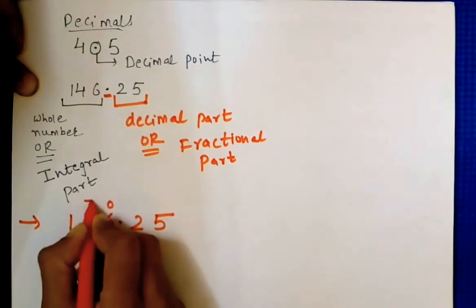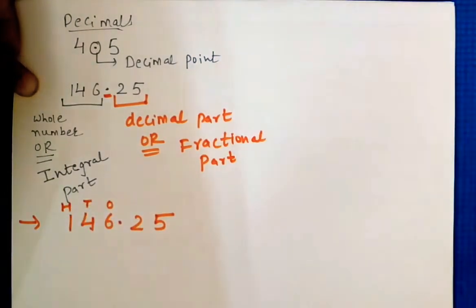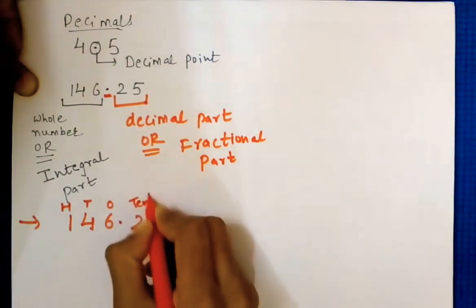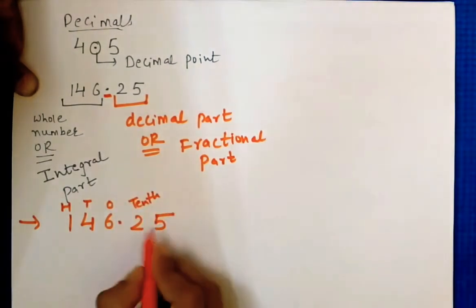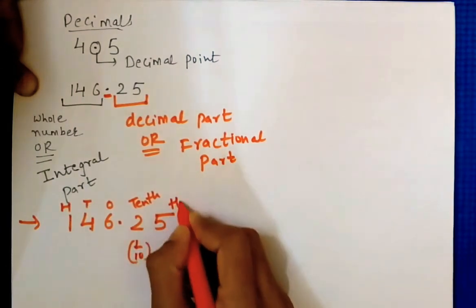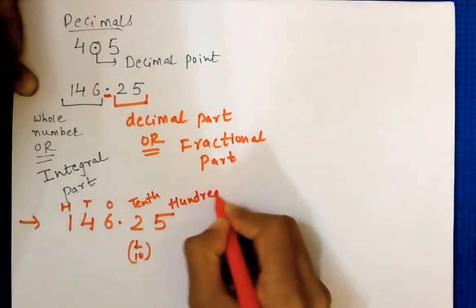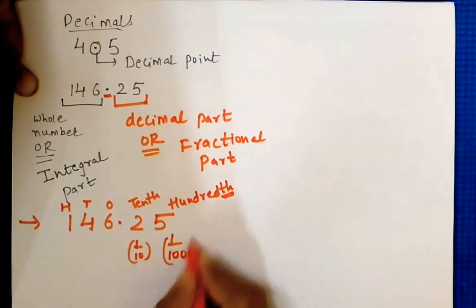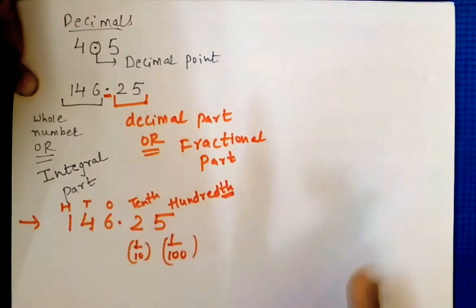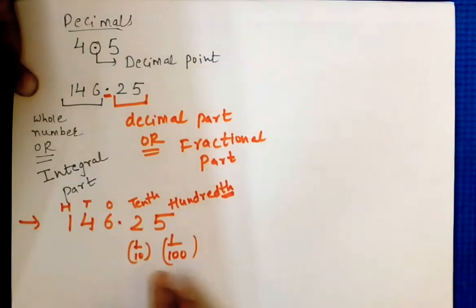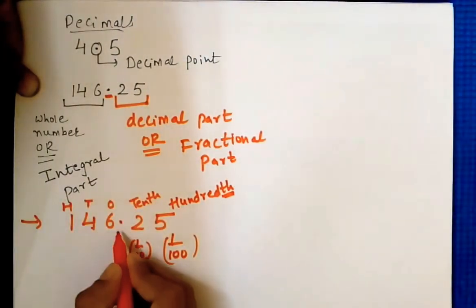This is ones place, tens place and hundreds place. And after the point, this is called tenth place, T-E-N-T-H, or 1 upon 10. This is at the tenth place and this is at the hundredth place, or 1 upon 100. As you go on shifting to the right side, the number becomes 10 times smaller. So this is 1/10th, this is 1/100th.